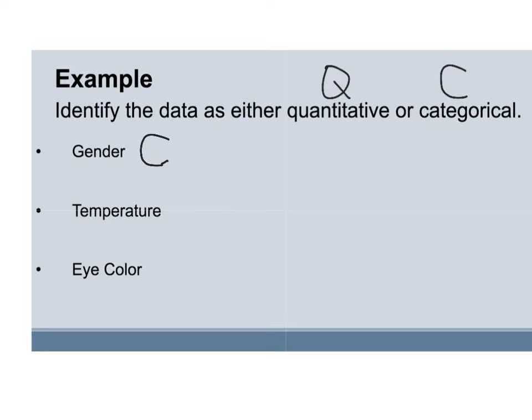Temperature. Temperature that I'm thinking about is like 70 degrees Fahrenheit, something like that. So that would be quantitative. If you thought of temperature as just hot or cold, then it could be categorical. But in general, when you think of temperature, you're thinking of a number. And it's a number that makes sense to average. If I took all the high temperatures for the year and averaged them, I'd have an average high temperature. Eye color, again, is categorical. Eyes are brown, blue, green. Those are labels, so that makes it categorical.